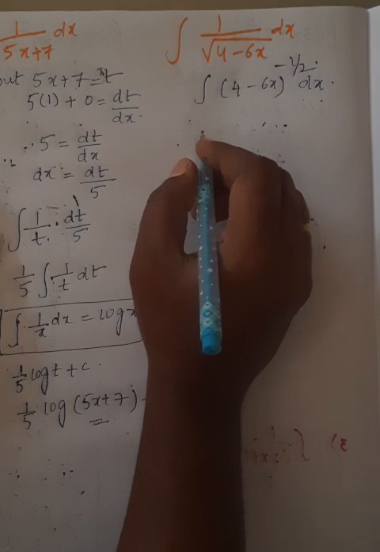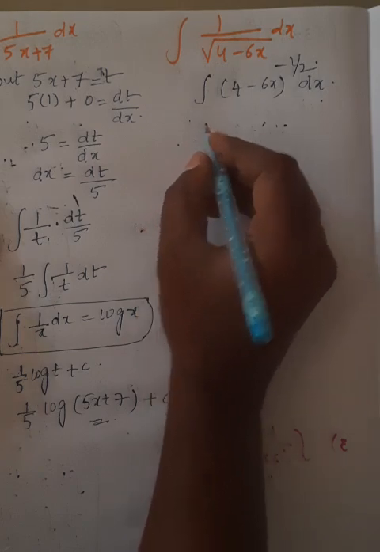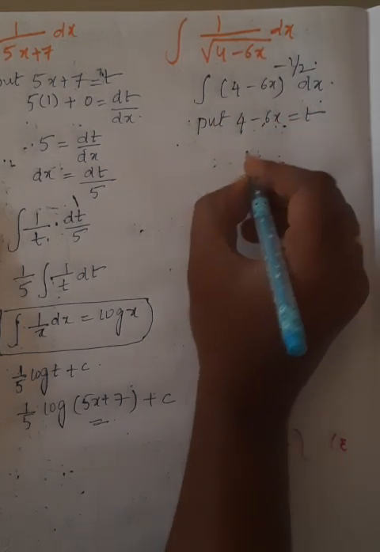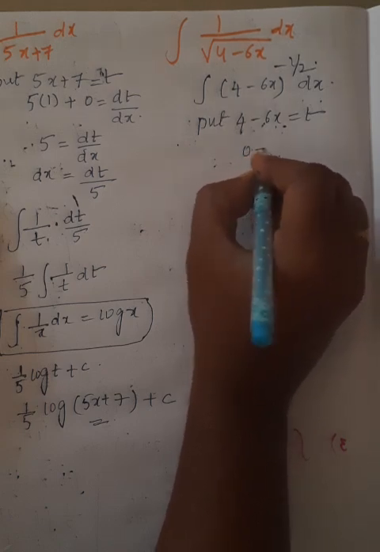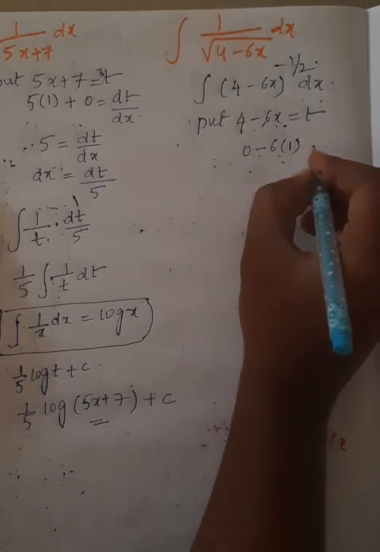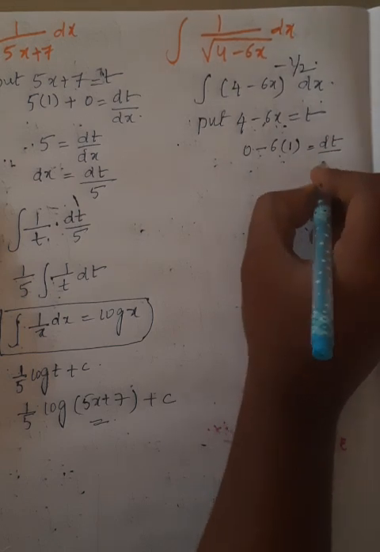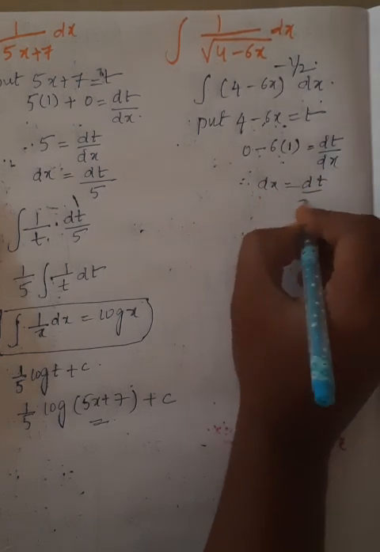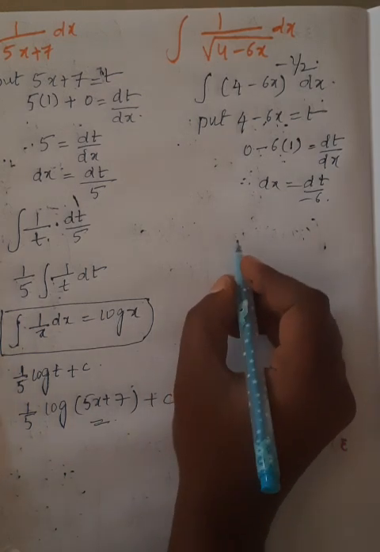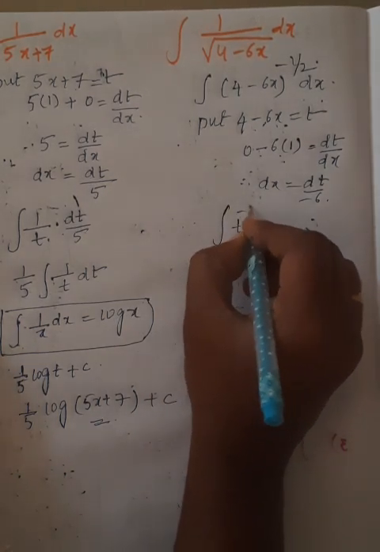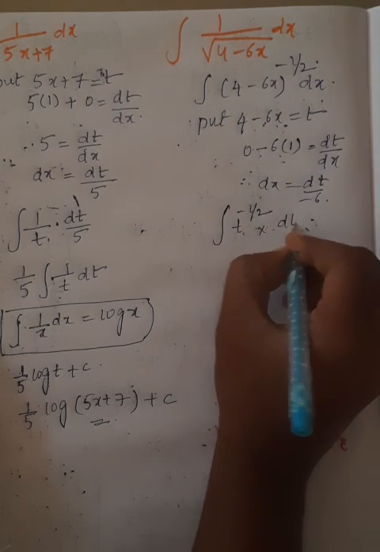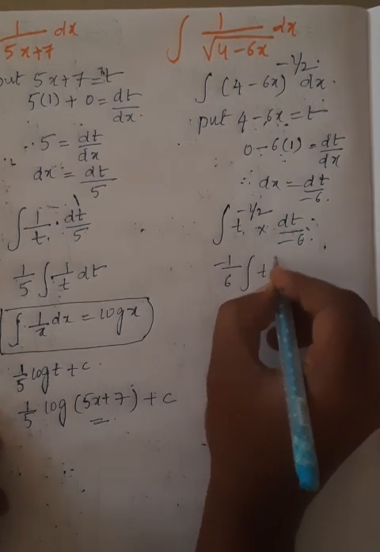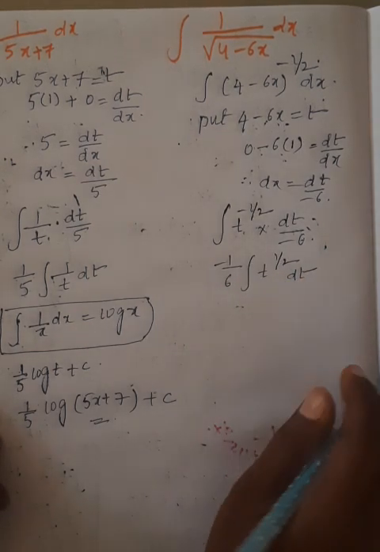Now next we have to consider 4 minus 6x is equal to t. So put 4 minus 6x is equal to t. So the differentiation of 4 will become 0, minus 6 into differentiation of x is 1, which is equal to dt by dx. Therefore dx is equal to dt by minus 6. Now we have to substitute in our question. Integration of t power minus 1 by 2 into dt by minus 6. So here minus 1 by 6 integration of t power minus 1 by 2 into dt.